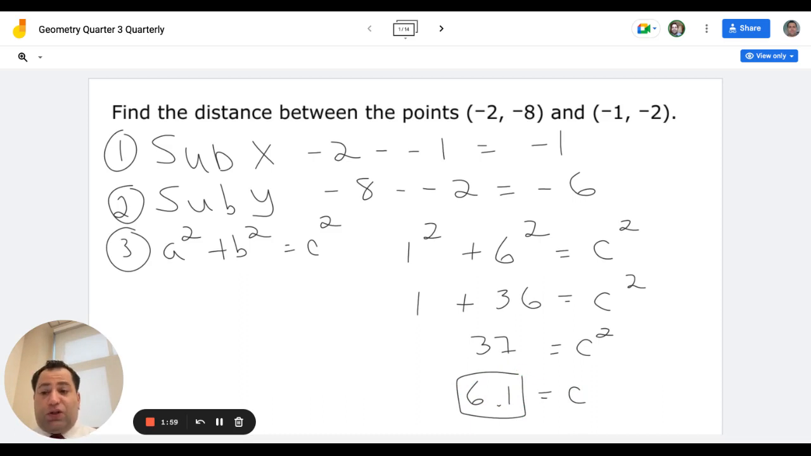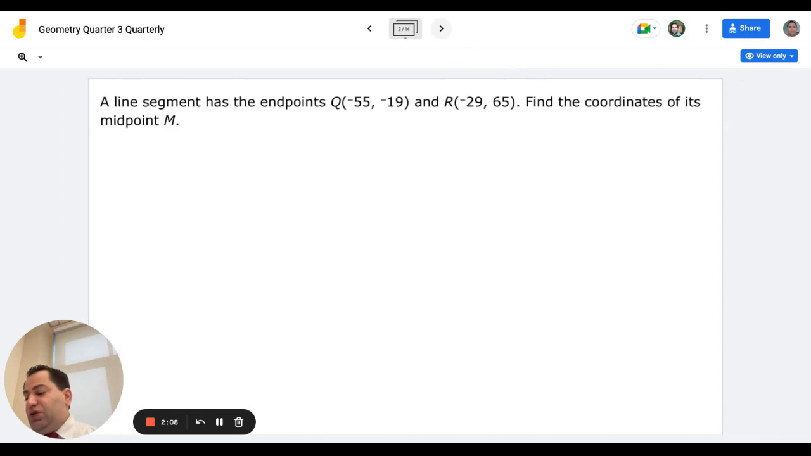Now you'll see a corresponding question where you can try to find the distance between 2 points. Okay, let's try question number 2. In question number 2, it says a line segment has the endpoints (-55, -19) and (-29, 65). Find the coordinates of its midpoint.